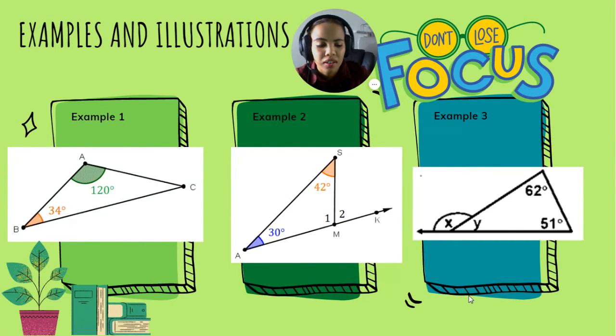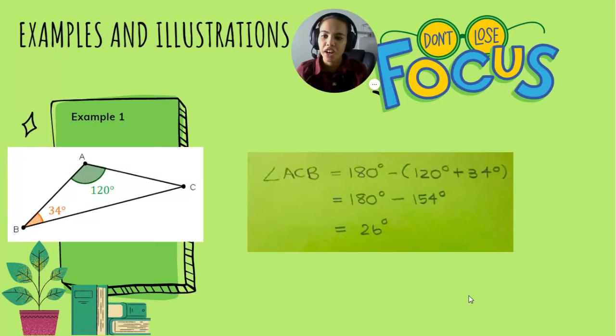Okay, so example number 1, we have 180 degrees minus the sum of those two interior angles. So just check, make sure that my answer is the same as yours. It should be. Okay, next.